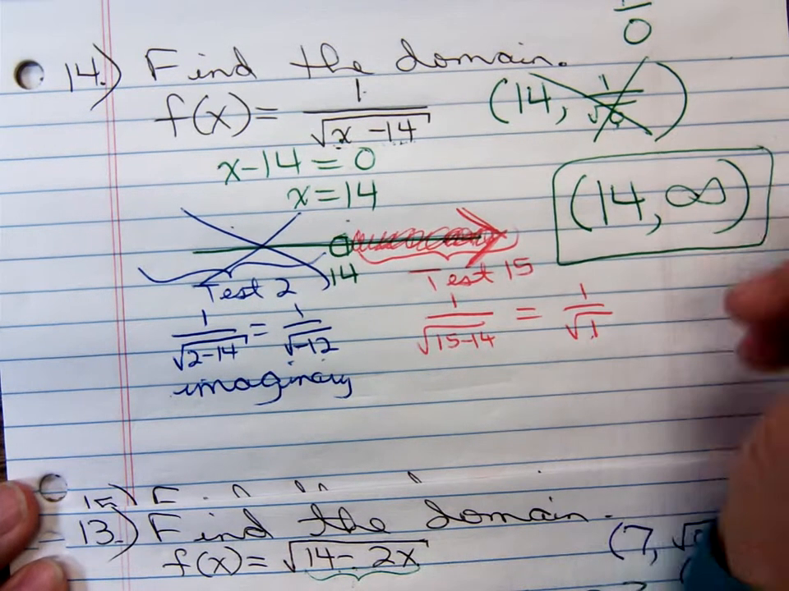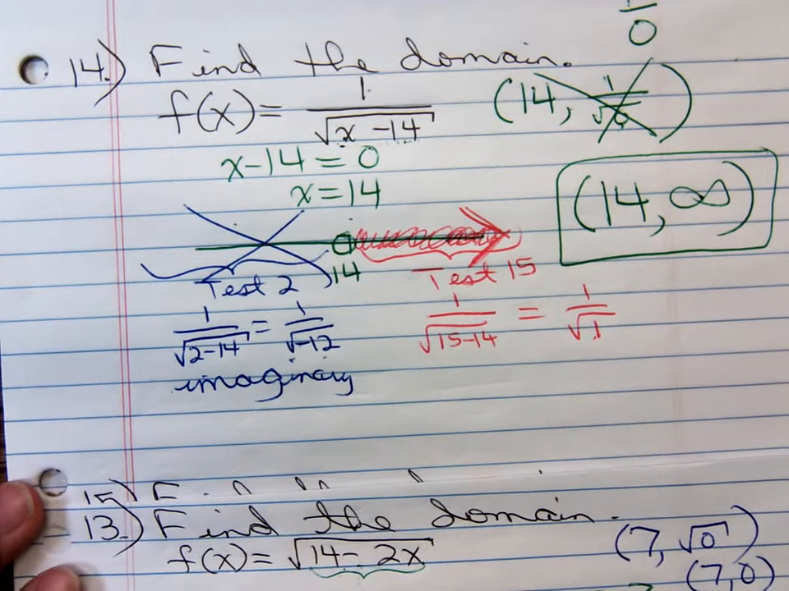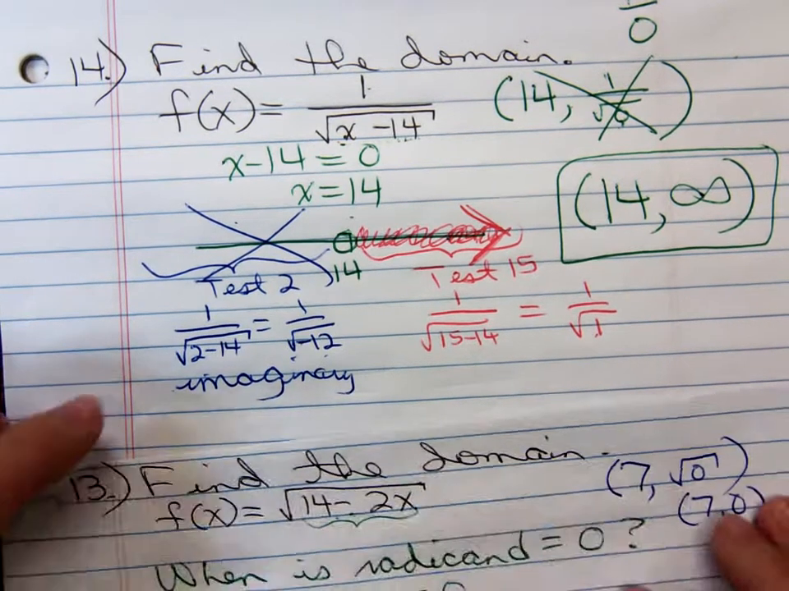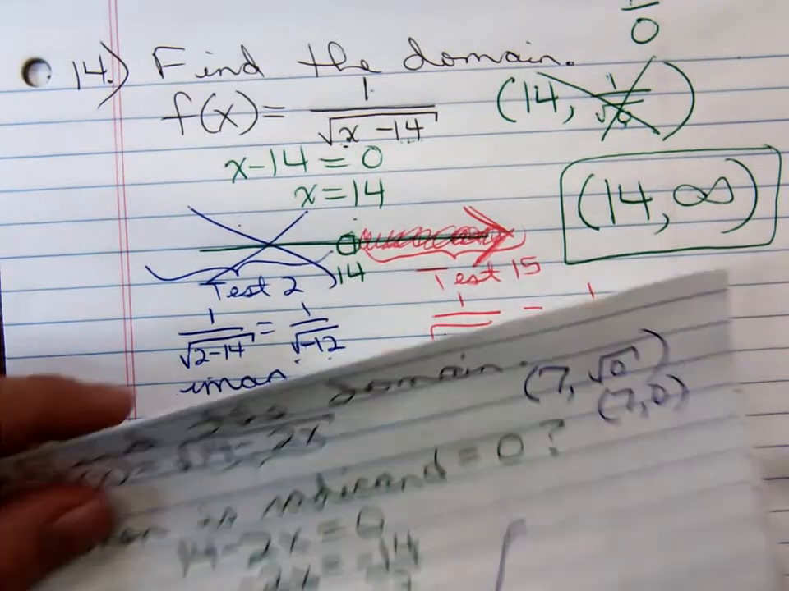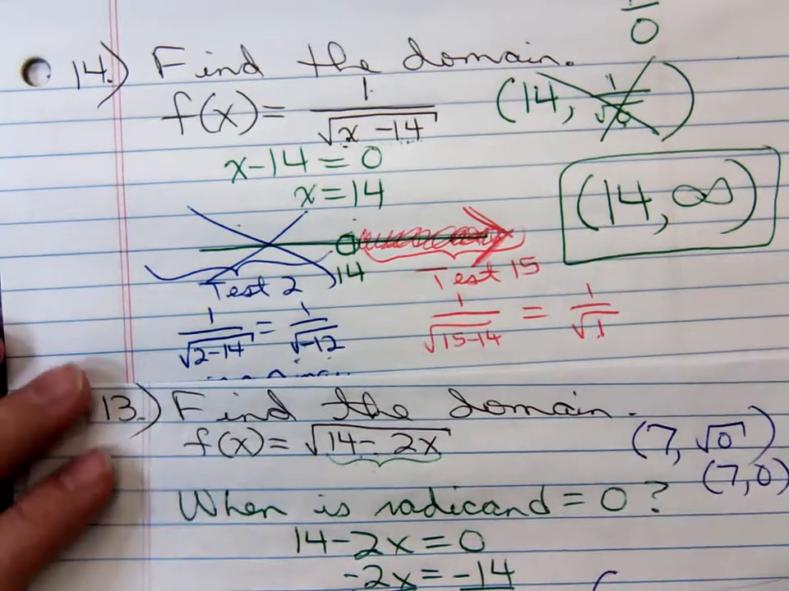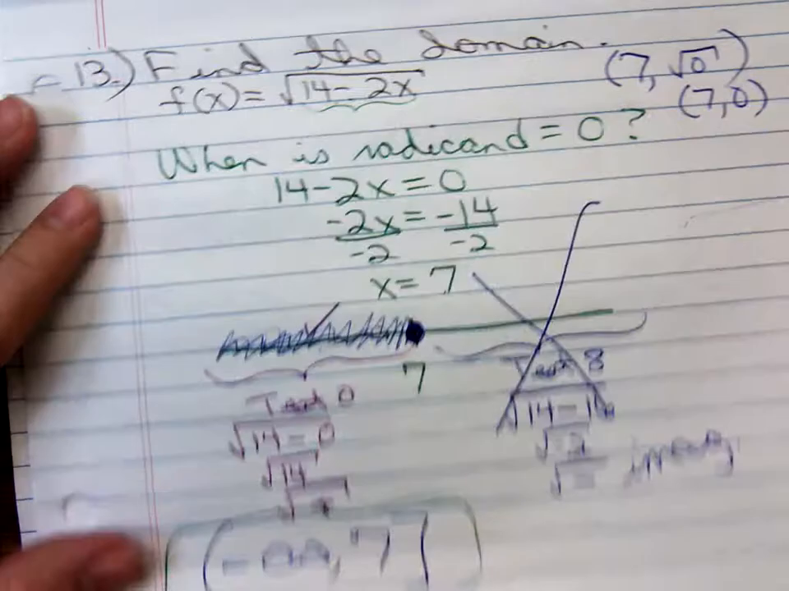Any questions on our logic there? What was the difference between 13 and 14? In 14, you couldn't include that endpoint. You had a parenthesis. In 13, we did include it. Notice we put a bracket. So what was the difference? What was the big difference there?